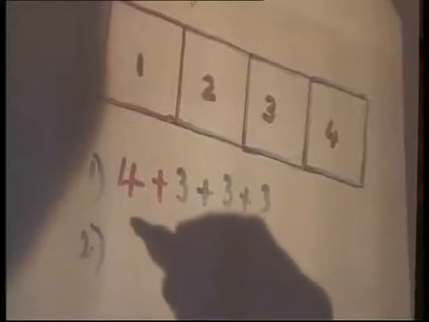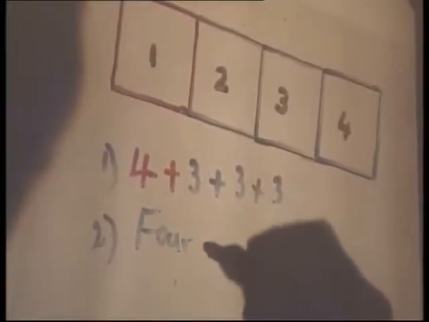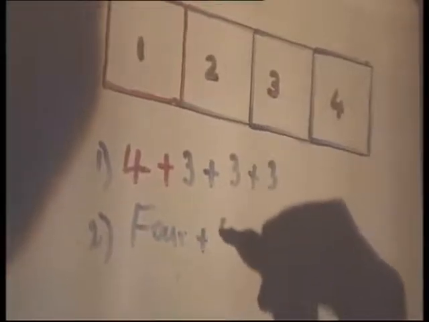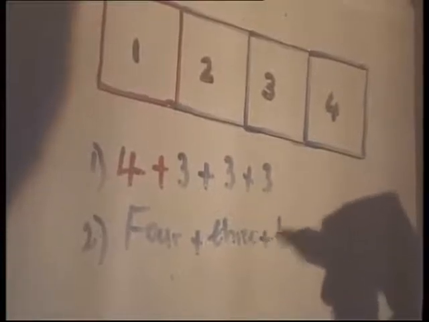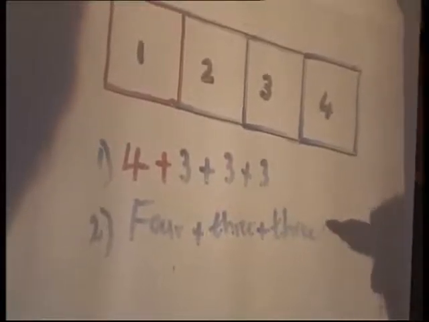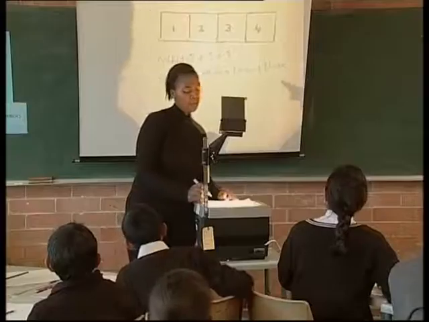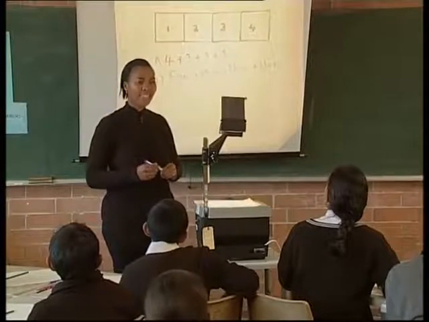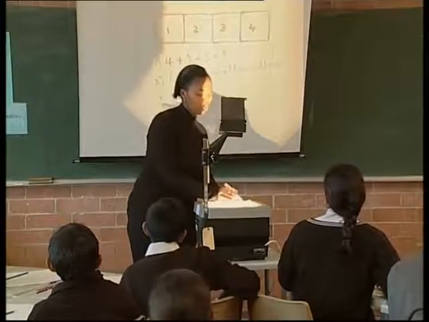We will say 4. And then what are we doing? We're adding 3 and 3 and 3. But when we are writing it like this, it is long. We can also write it in short. Now let's see how we can write this rule in short.